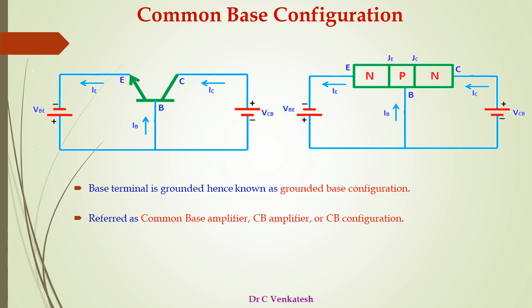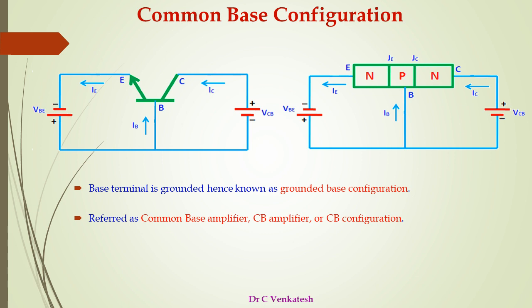In common base configuration, the base terminal is grounded, so the common base configuration is also known as grounded base configuration. Sometimes common base configuration is referred to as common base amplifier, CB amplifier, or CB configuration. The input signal is applied between the emitter and the base terminals, while the corresponding output signal is taken across the collector and base terminal.